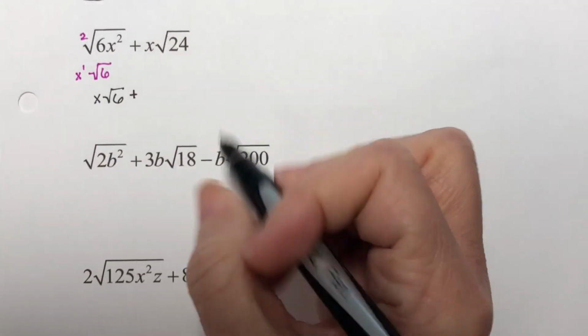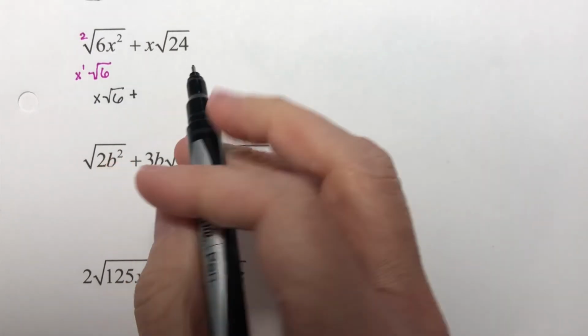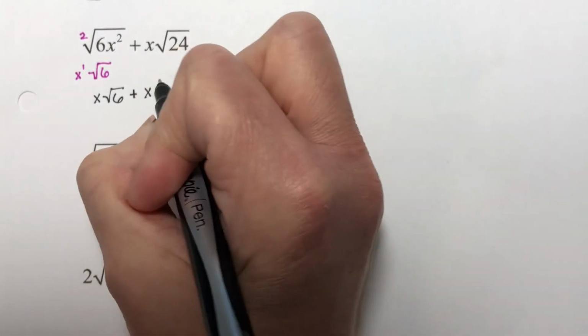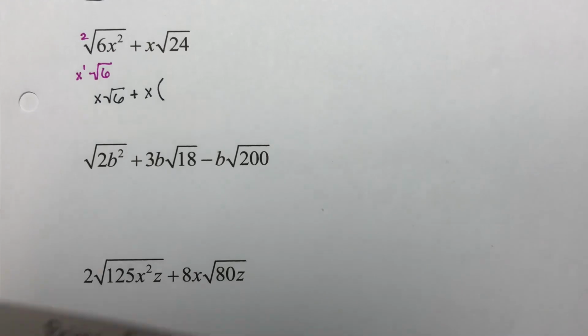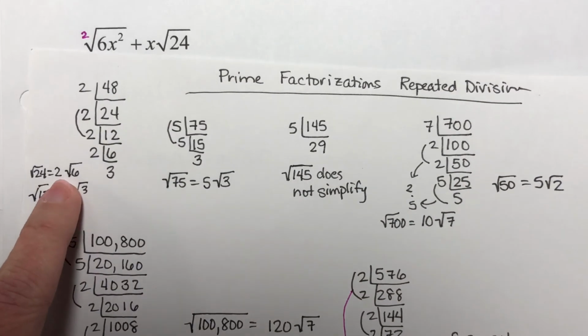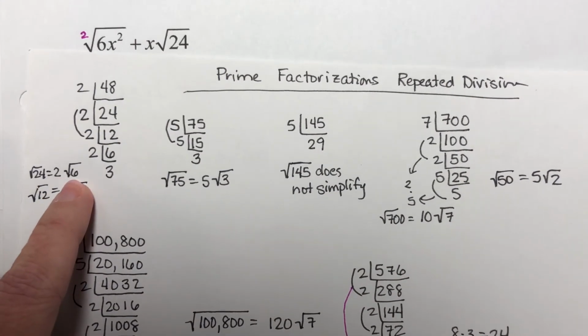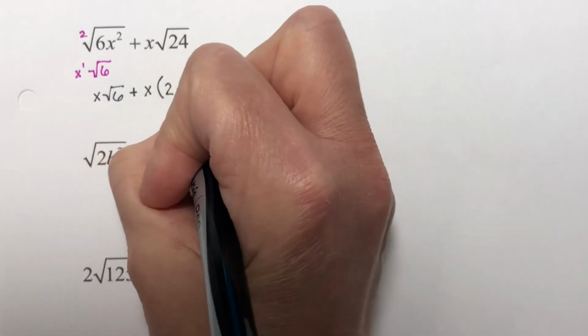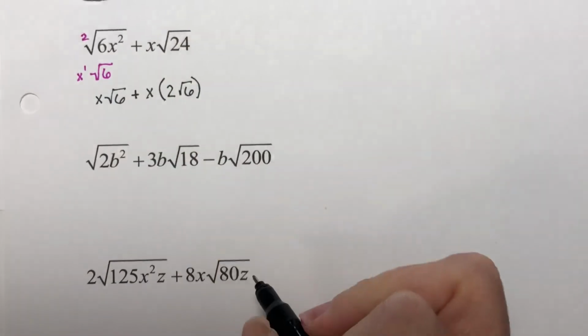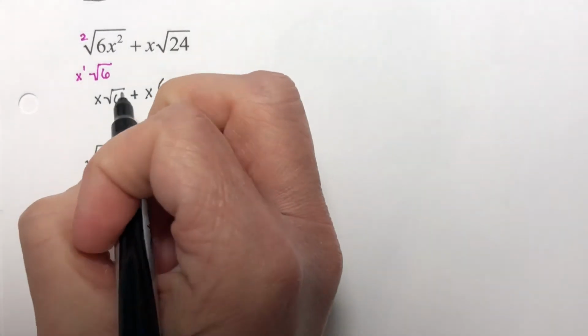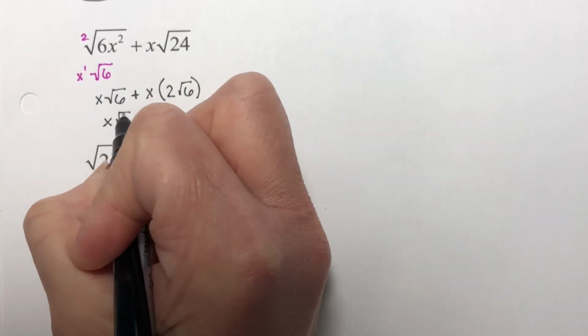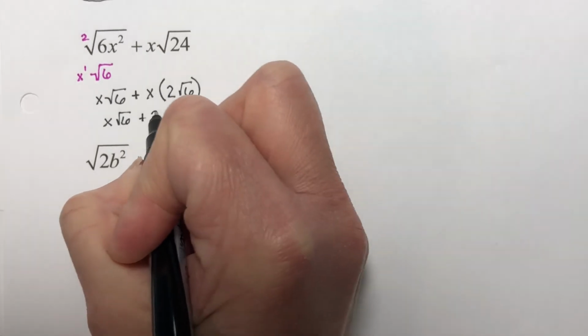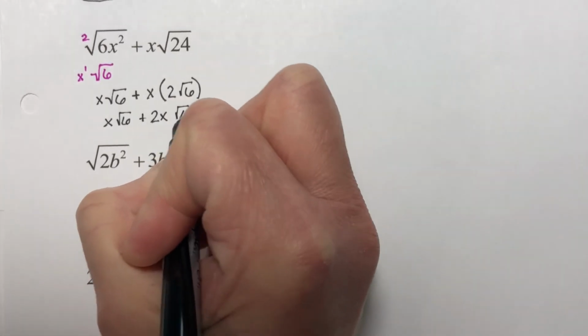Plus. Now the square root of 24 will simplify. So I have x times the square root of 24, we've done a couple of times. It's 2 times the square root of 6. Okay, now I'll multiply the numbers in front. I have x square root of 6 plus 2x square root of 6.